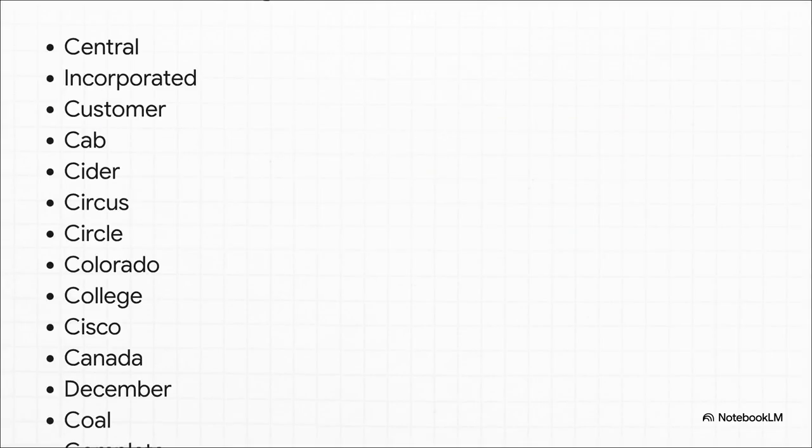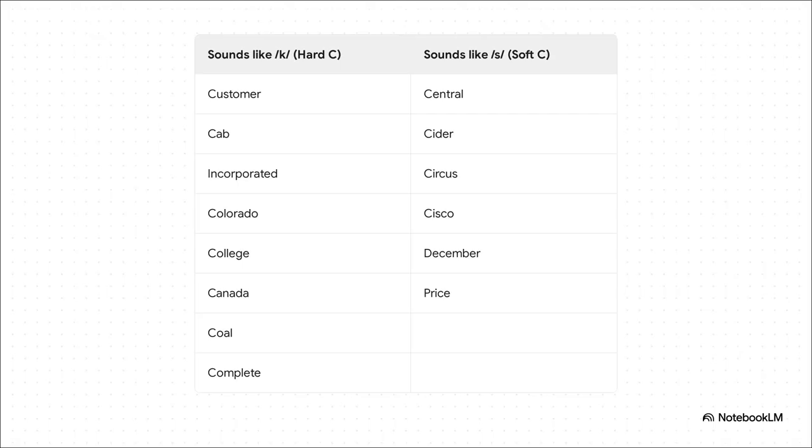And here they are, our list of suspects. We've logged every C word from that itinerary as evidence. Now, just looking at them like this, they don't tell us a whole lot. But what happens when we start to sort them by the sound the C is making? Okay, now we're getting somewhere. As soon as we organize the words by sound, a pattern starts to jump right out at you. Look, in the hard C column, you've got customer, cab, Colorado. And in the soft C column, central, cider, circus.